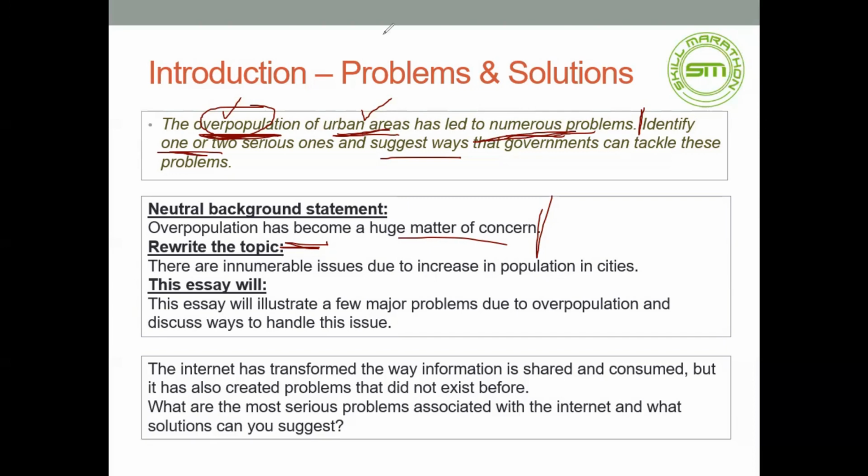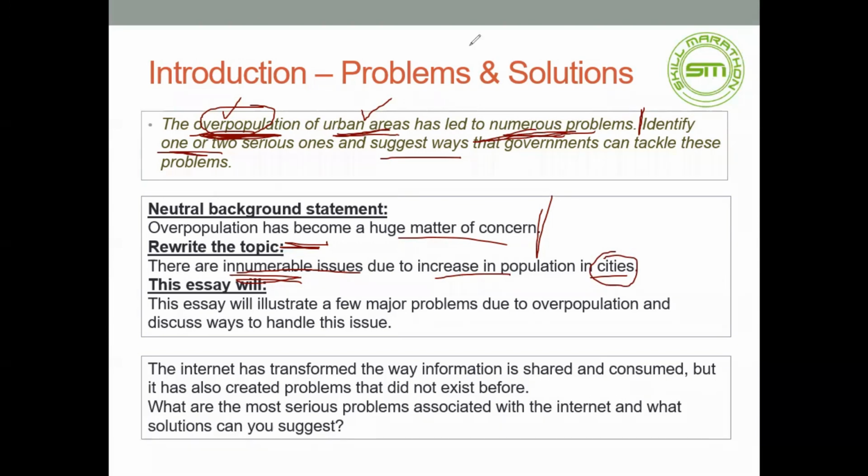Are you getting it? Or the way I've written it here, there are innumerable issues due to increase in population in cities. What have I done? Innumerable issues, numerous problems, replaced it with a synonym. Increase in population, overpopulation, replaced that with a synonym. Cities, urban areas, again a synonym, and restructured it. Are you all getting my point? Just say yes in the chat. If there's any confusion, you can let me know.